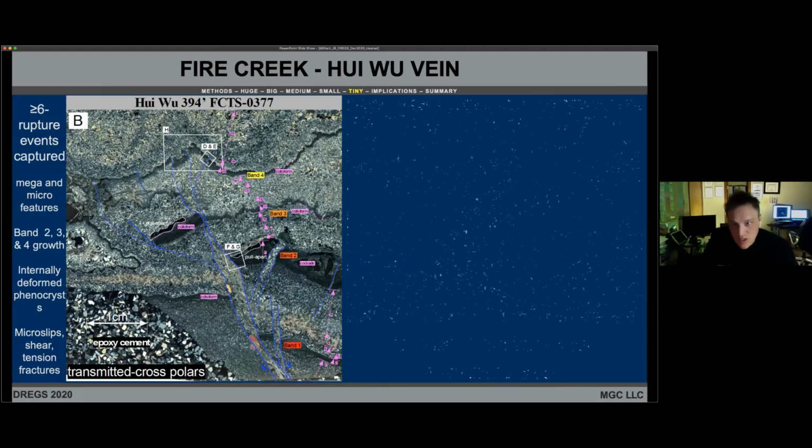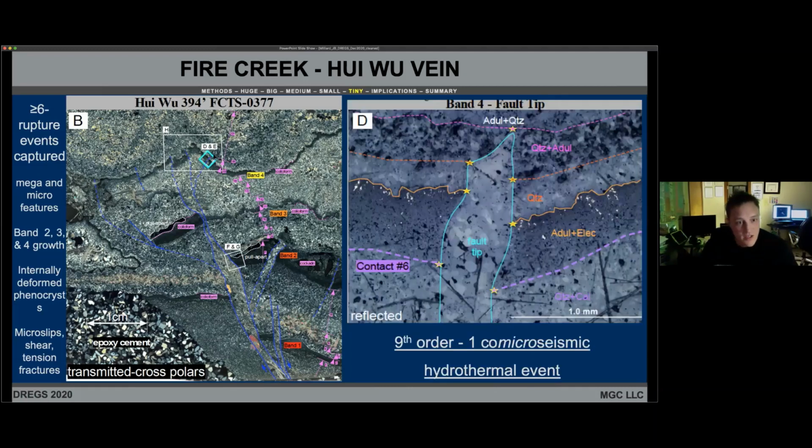And we're just going to look at 2 of them. The youngest one, which you can see up here in this white box of D and E, highlighted blue. This is the final rupture event. That little tip is propagating through band 4. And I did make a mention of it. Band 4, 3, 2, and 1 are the main microcrystalline adularia bands that host the visible gold and silver.